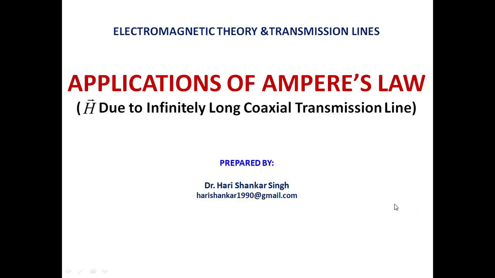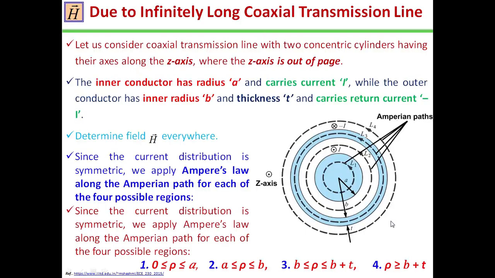In the last video we discussed the magnetic field intensity due to the infinite line current and infinite sheet of current. Now in this video we will discuss the magnetic field intensity due to the infinitely long coaxial transmission line. So let's start.